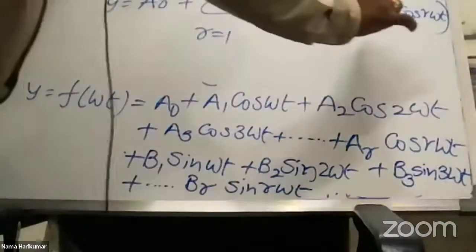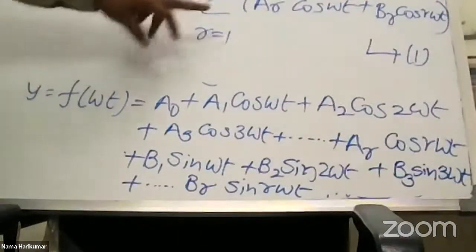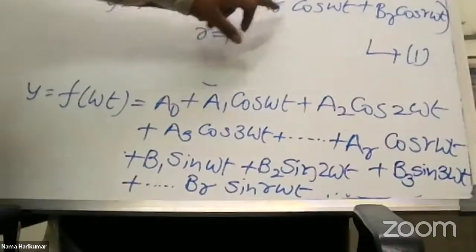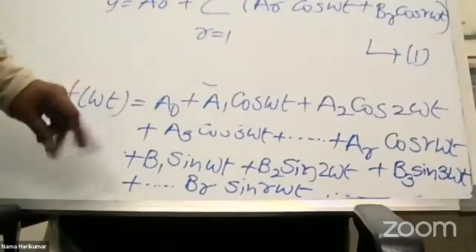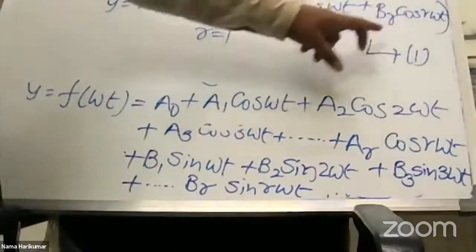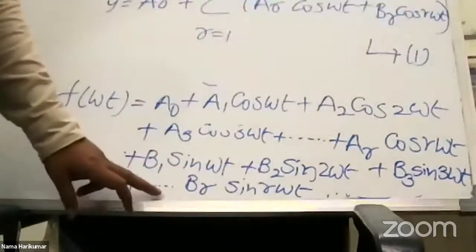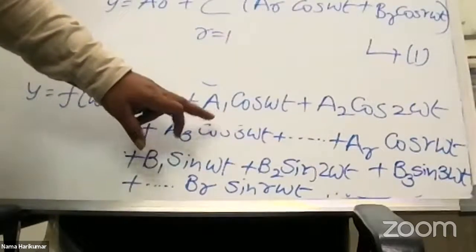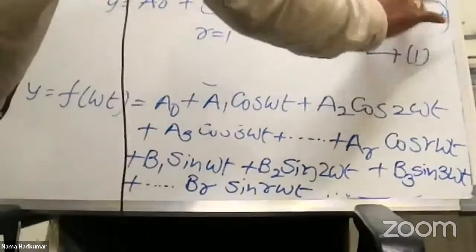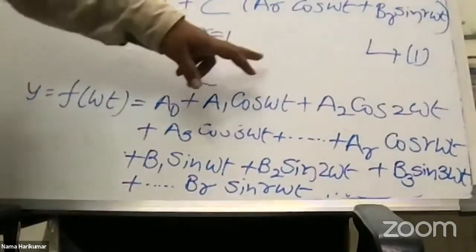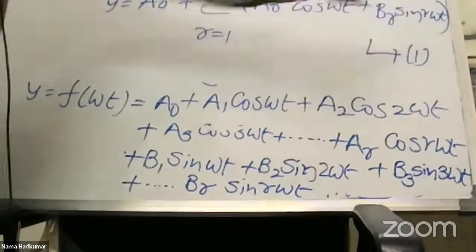Okay, these are equation number one. For example, you put r equal to 1, then the value is A1 cos omega t. Next, the second term is B1 sin omega t.